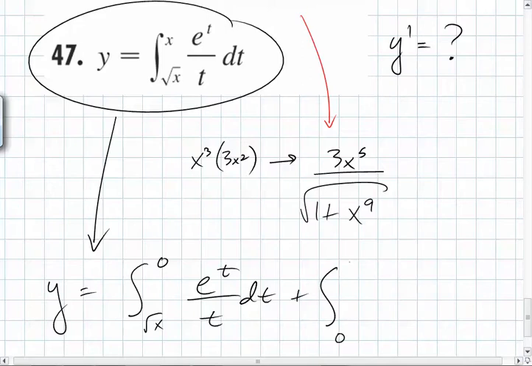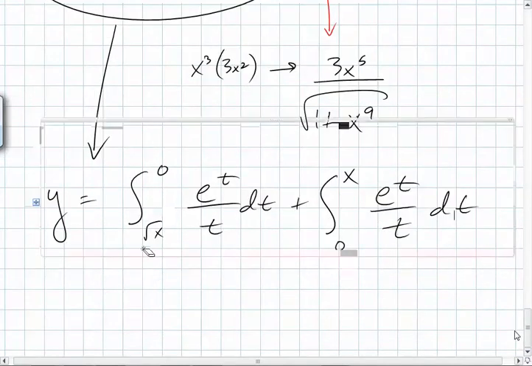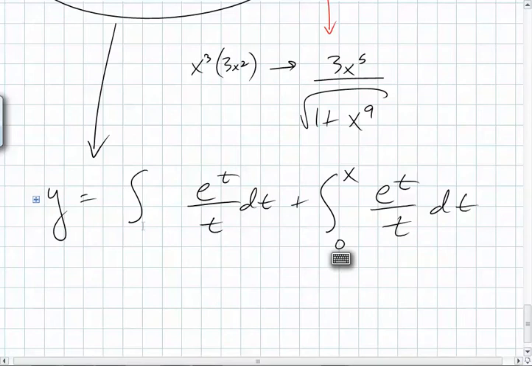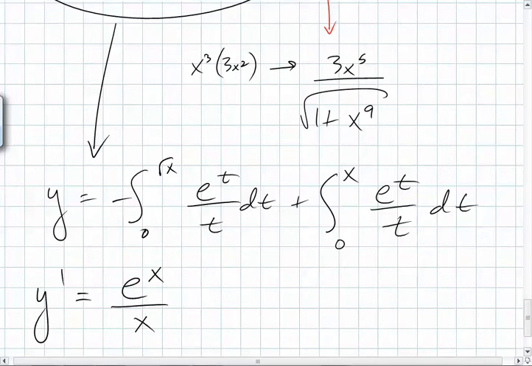Ah, so let's talk about that. Hold on. 0 to x of... So what were you saying there? This is 0 and the first one is negative. Yeah. So 0 to what? 0 to root x. And it's going to be negative. So what is y prime going to be? E to the x over times what? Times what? Yeah. 1/2.